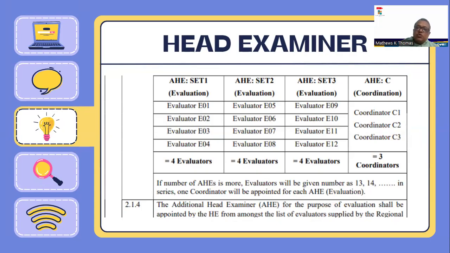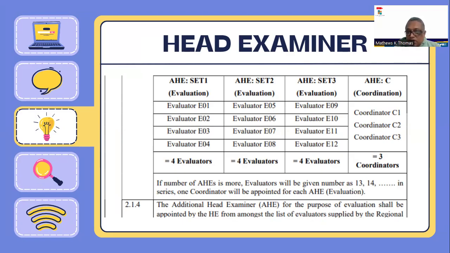Under the head examiners, you have the assistant head examiners, AHE we call it. And you know that in the board exam, there are 3 sets, set A, B, C, or set 1, 2, 3. So there is one AHE, that is assistant head examiner, for set 1. There is an AHE for set 2, and an AHE for set 3. And under each AHE, there are 4 evaluators. So in this case, I'm just putting it as E1, E2, E3, E4. So 4 evaluators under one AHE. So 4 people are checking one set.